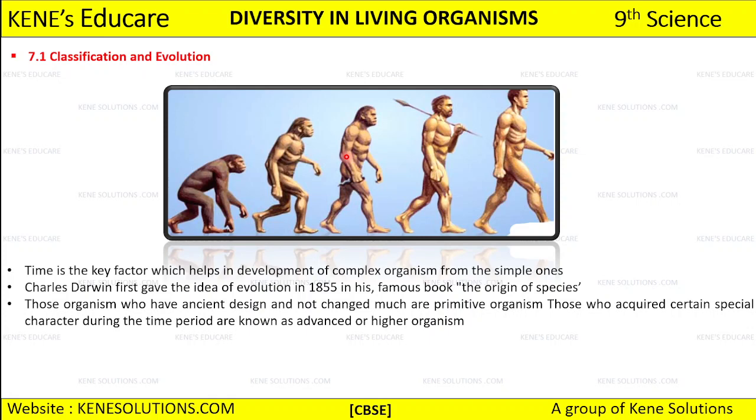What do we call them? Primitive organisms. Those who acquired certain special characters during the time period, that is during evolution, we know them as advanced or higher organisms. What did I say? Those who acquired certain special characters during evolution, we call them advanced or higher organisms. Now we are advanced organisms, we are higher organisms, we are the complex organisms that I am talking about.